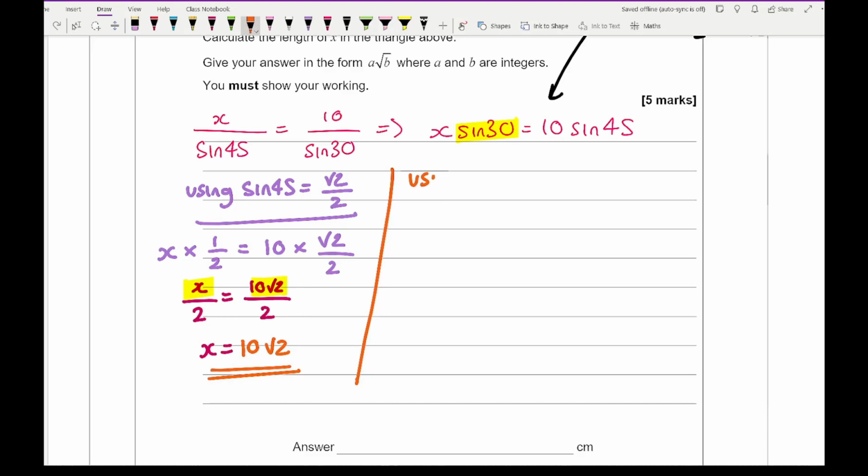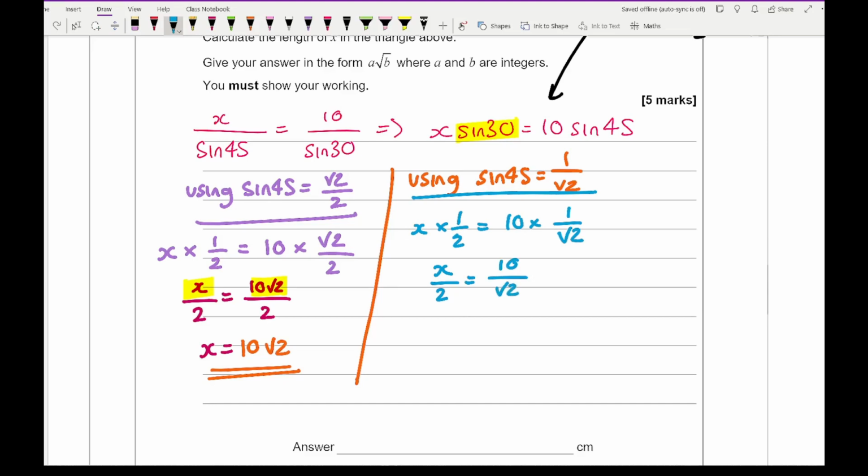If I was using sine 45 equals 1 over root 2, then it just becomes a little bit more complicated in the fact that I'm going to have to rationalise the denominator. So it then becomes x times a half equals 10 times 1 over root 2, which then becomes x over 2 equals 10 over root 2. I can then cross multiply, so end up with x root 2 equals 20. And then from this, what I can then do is x equals 20 divided by root 2.